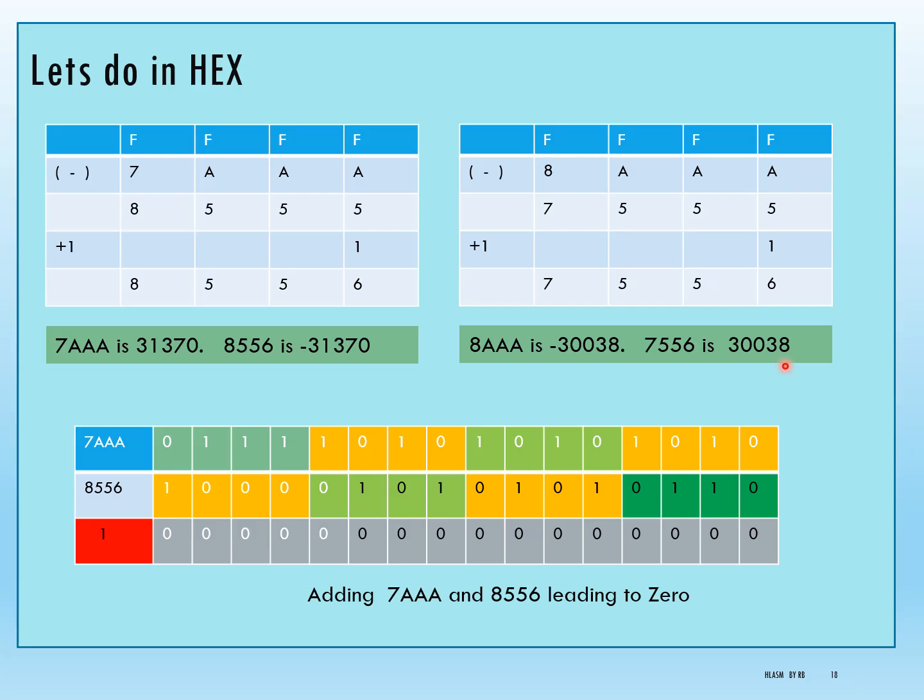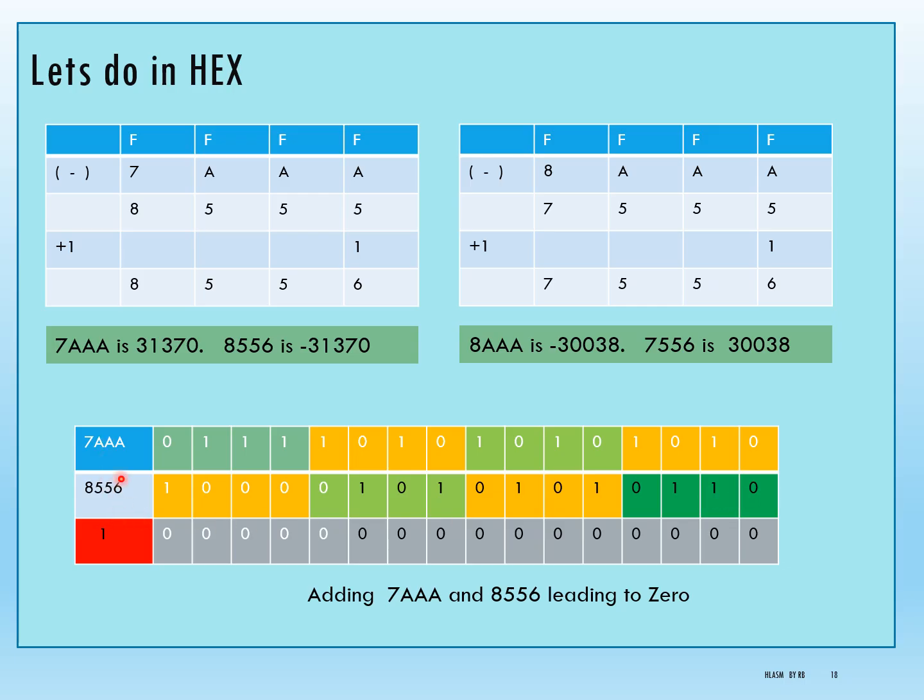We will prove it in one way and we'll stop there. 7AAA is 31370: 7 is 0111, A is 1010, A is again 1010, A is again 1010. 8556: 8 is 1000, 5 is 0101, 5 is 0101, and 6 is 0110.